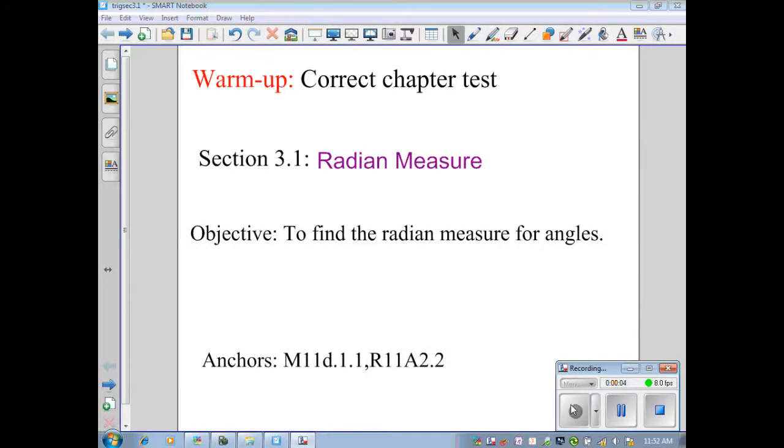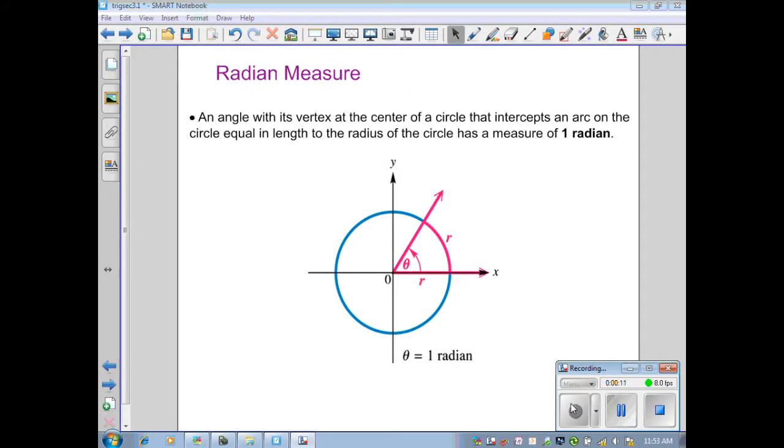Section 3.1, to find the radian measure for angles. In most applications of trig, angles are measured in degrees. In more advanced work in mathematics, radian measure of angles is preferred. Radian measure allows us to treat the trig functions as functions with domains of real numbers rather than angles.